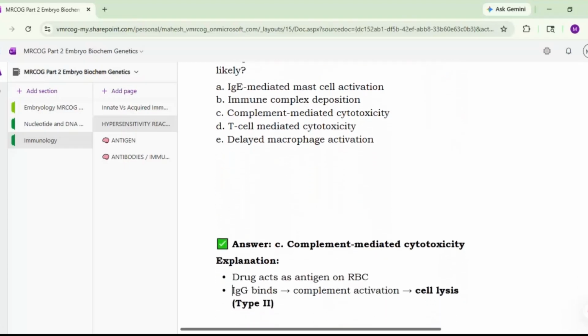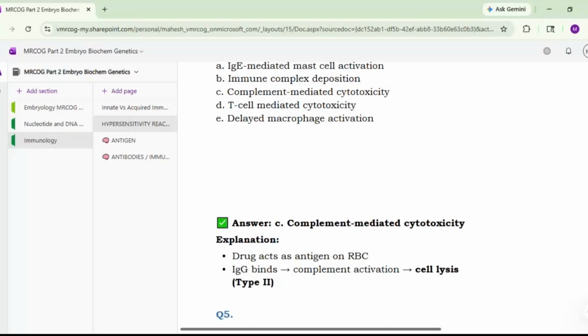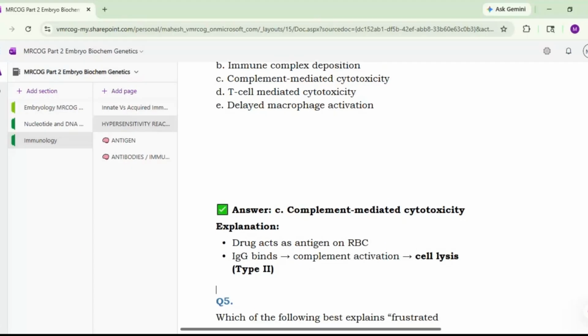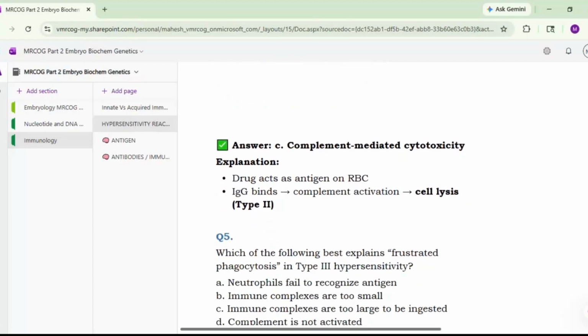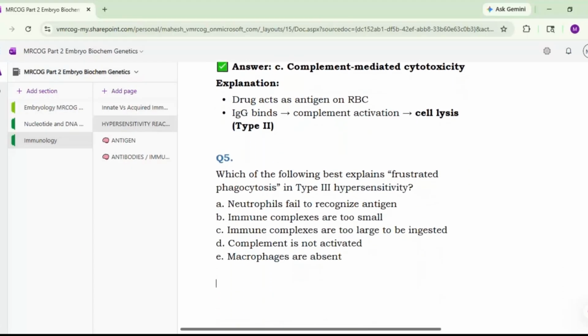It is complement mediated cytotoxicity. The drug acts as an antigen on RBCs. IgG binds, leading to complement activation and cell lysis. Cell destruction, so it is a type 2 hypersensitivity.